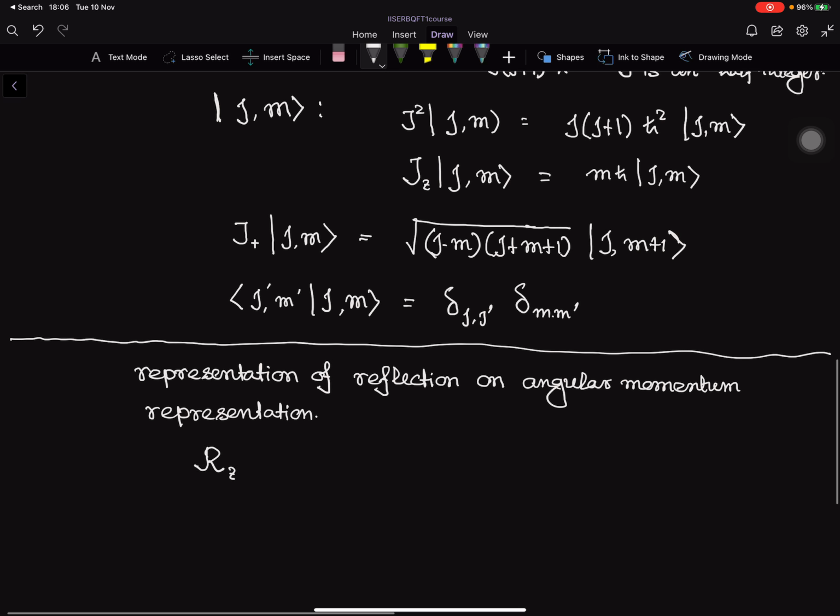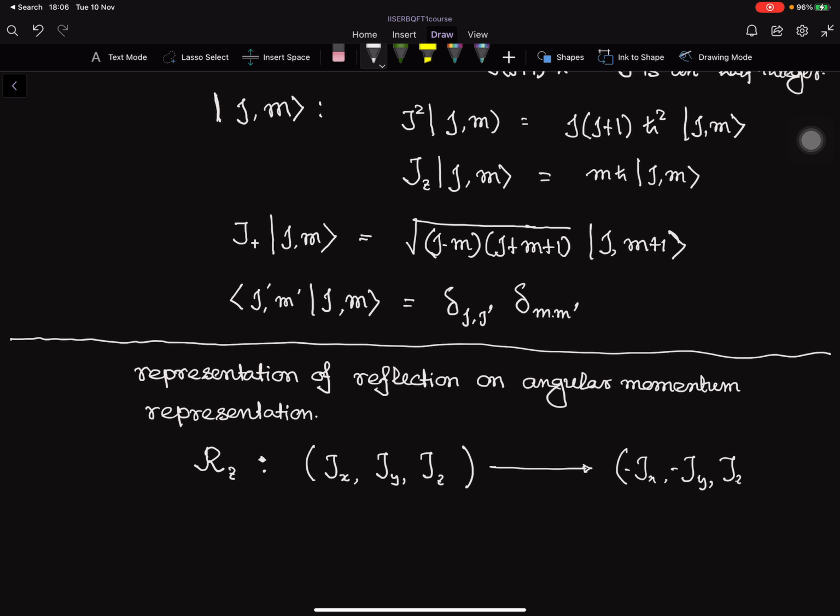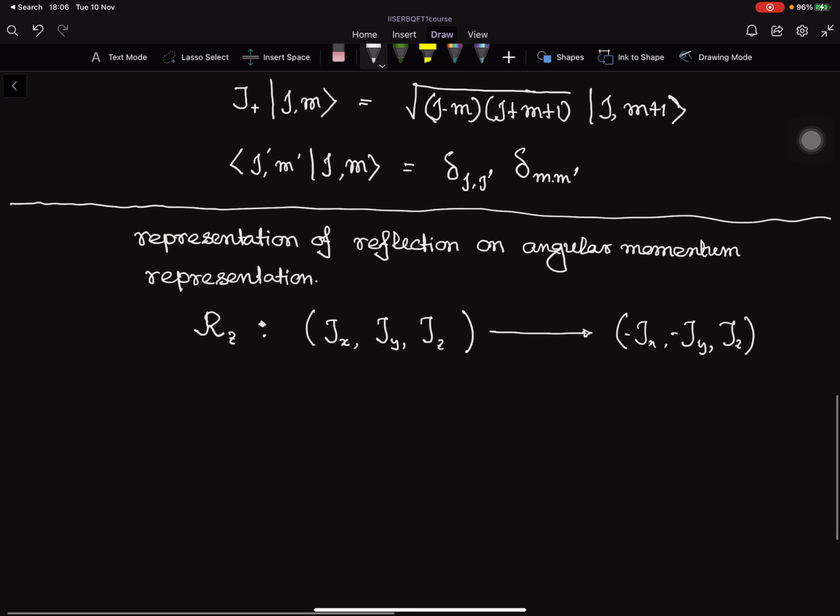If I take the reflection along the z direction, then what happens to Jx, Jy, Jz? They go to minus Jx, minus Jy and Jz. This is because angular momentum, as people often say, is a pseudo vector. That's basically the reason for this. So this means that, let's say this is realized by the operator R.